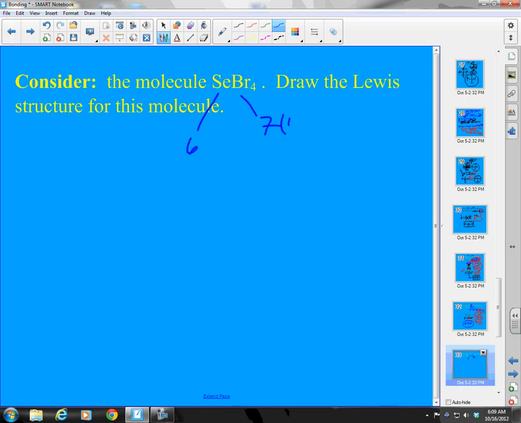And I have 4 of these guys. So 4 times 7 is 28, plus 6 is 34 valence electrons that have to be in my picture, right? Well, what are we going to choose as our central atom? Selenium, because that would make things nice and symmetric. Not only that, selenium has a lower electronegativity. Let's bond my bromines to it.